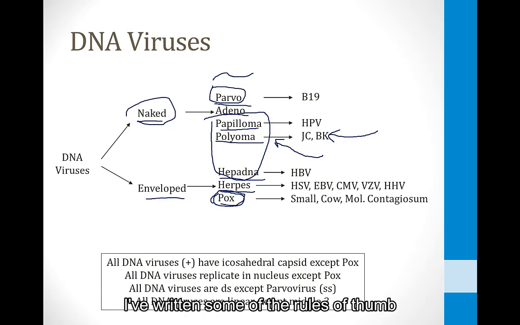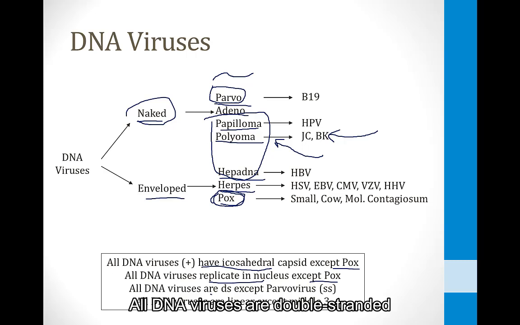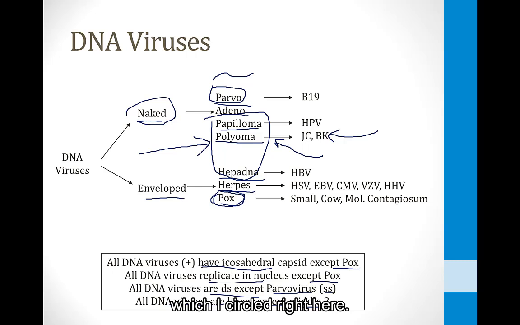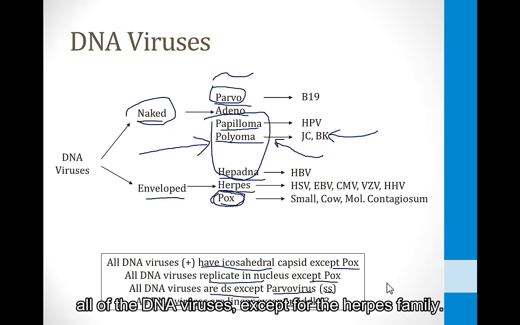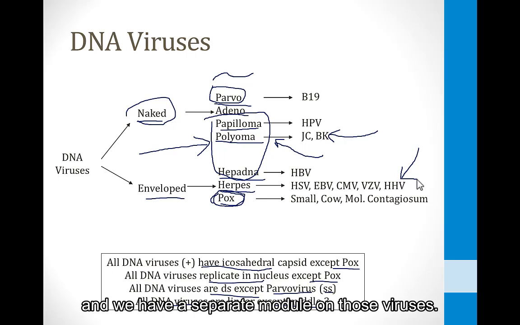I've written some of the rules of thumb down here at the bottom. All DNA viruses have an icosahedral capsid, except for the pox virus. They all replicate in the nucleus, except for pox. All DNA viruses are double-stranded, except for the smallest one, parvovirus, which is single-stranded. And all DNA viruses are linear, except for those 3 in the middle, which I circled right here. And in this module, we're going to talk about all of the DNA viruses except for the herpes family. They are a big family, and they share a lot of common characteristics, and we have a separate module on those viruses.